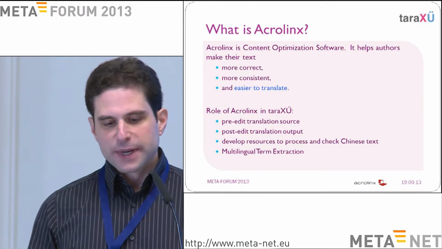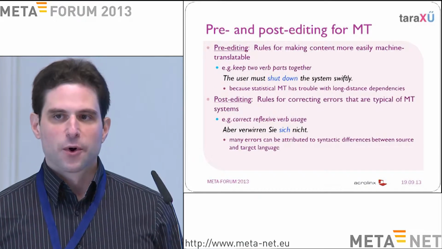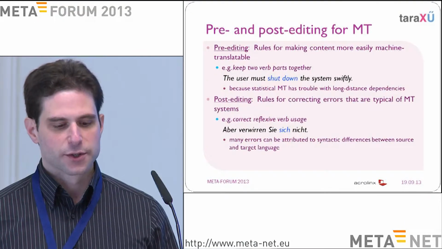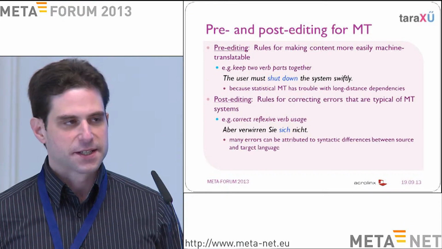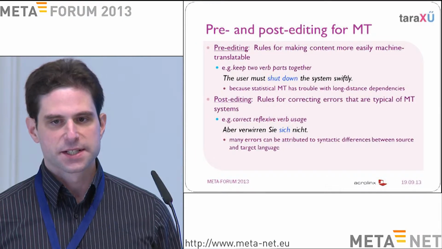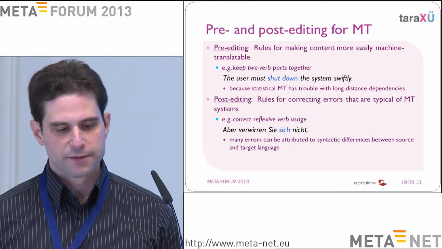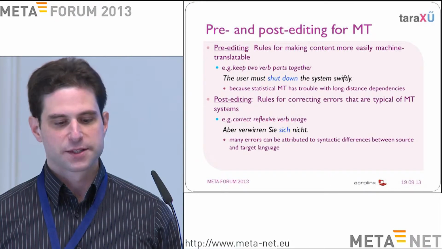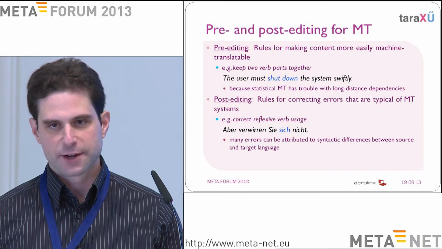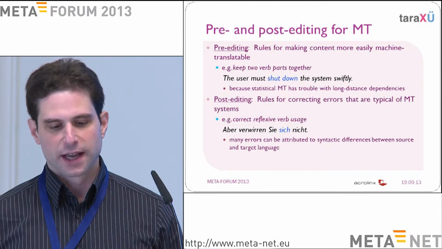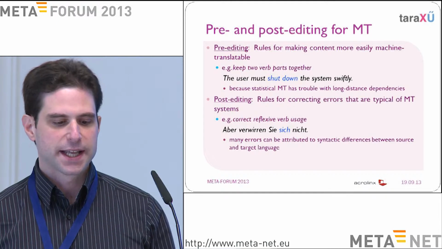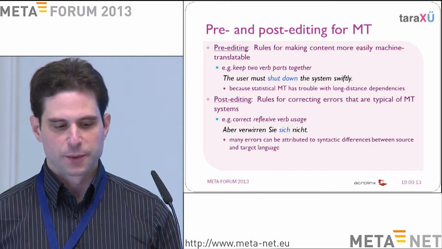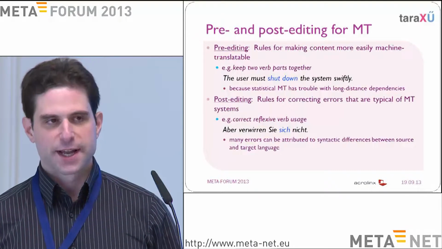So pre-editing is about rules for making content more easily machine translatable. For example, statistical machine translation tends to have trouble with long-distance dependencies. So if you have a verb with two parts and those parts are split, for example, the user must shut the system swiftly down. Shut down is a verb, the two parts are split. A statistical MT system might have trouble translating that. So we have a rule to keep two parts of a verb together. So we would recommend the user must shut down the system swiftly.